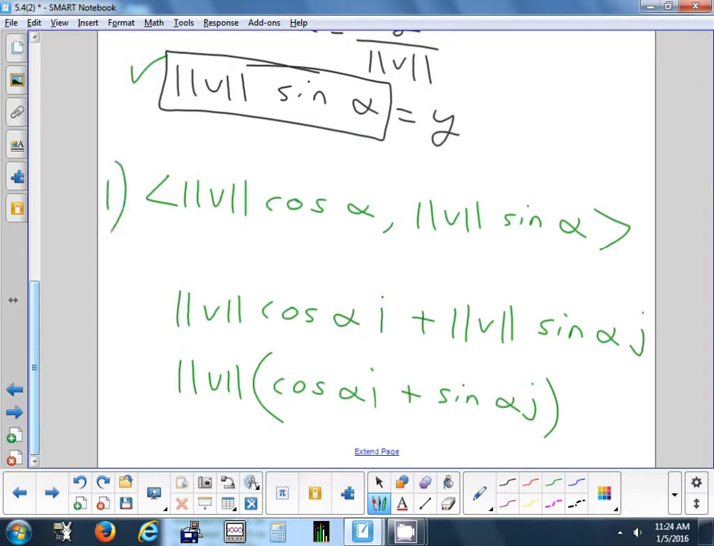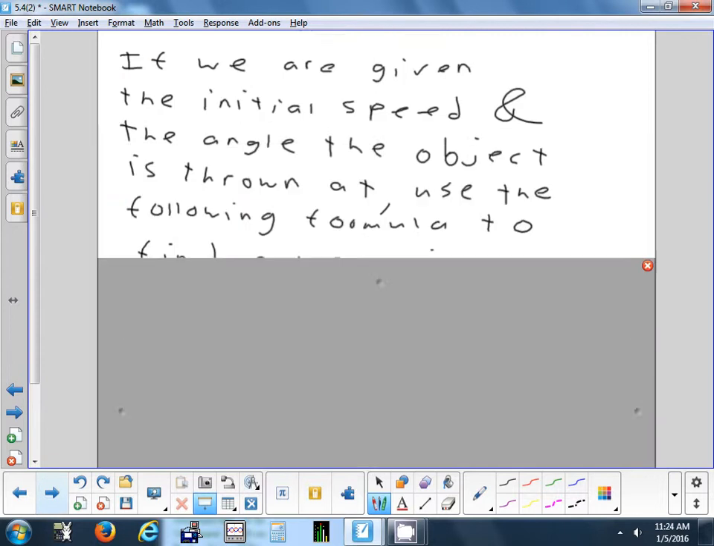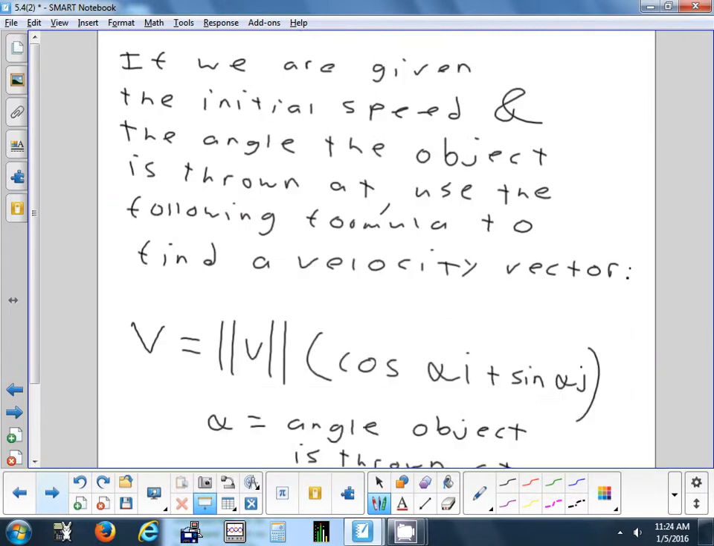All right, so this is the first way you could do it. That's the second way. This is, I think, a little shorter than what's above because you factored out the magnitude V. If you distribute it back, you get exactly what you had up above. Okay, so that's your velocity vector.